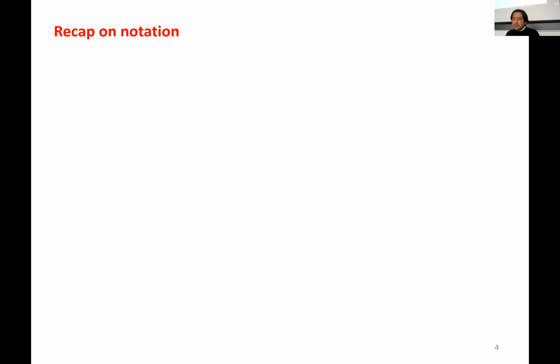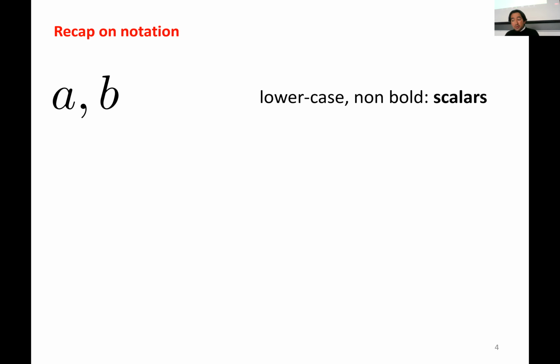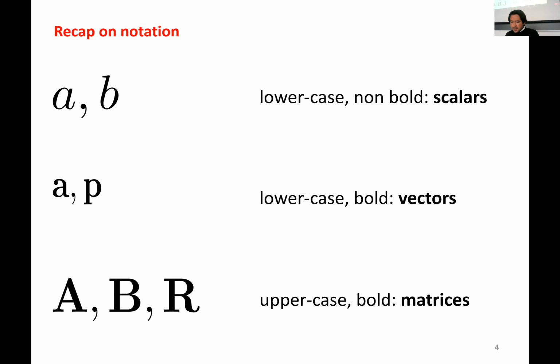So as I said, let's do a bit of a recap on notation. I have very bad handwriting, so I did my slides using LaTeX. I'm going to do a bit of a recap so you don't get lost in all the variables. First of all, lowercase non-bold letters are scalars. So here you have a and b, lowercase non-bold. Then lowercase bold letters refer to vectors, and uppercase bold letters are matrices.